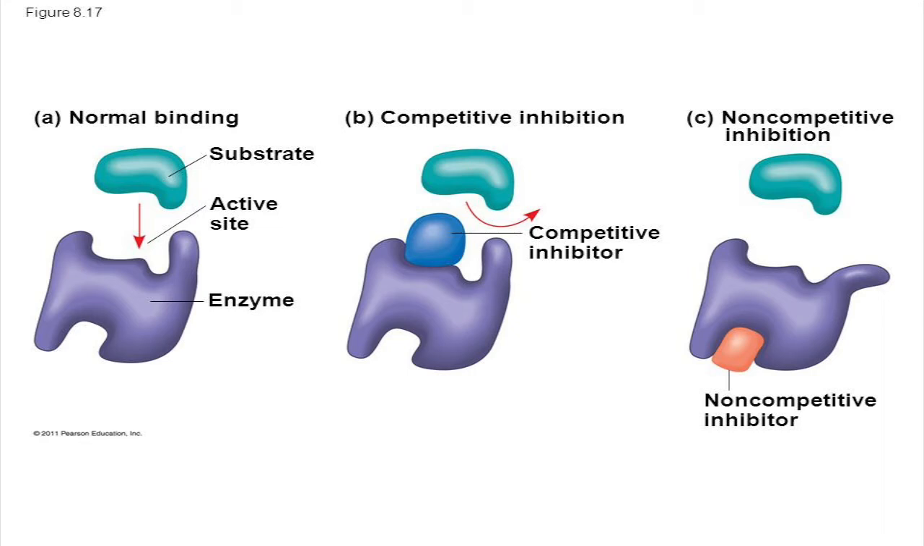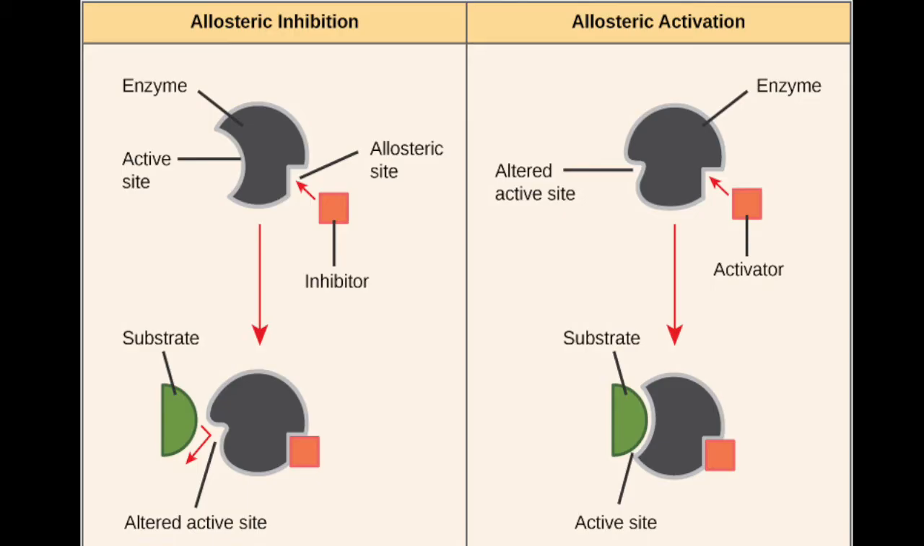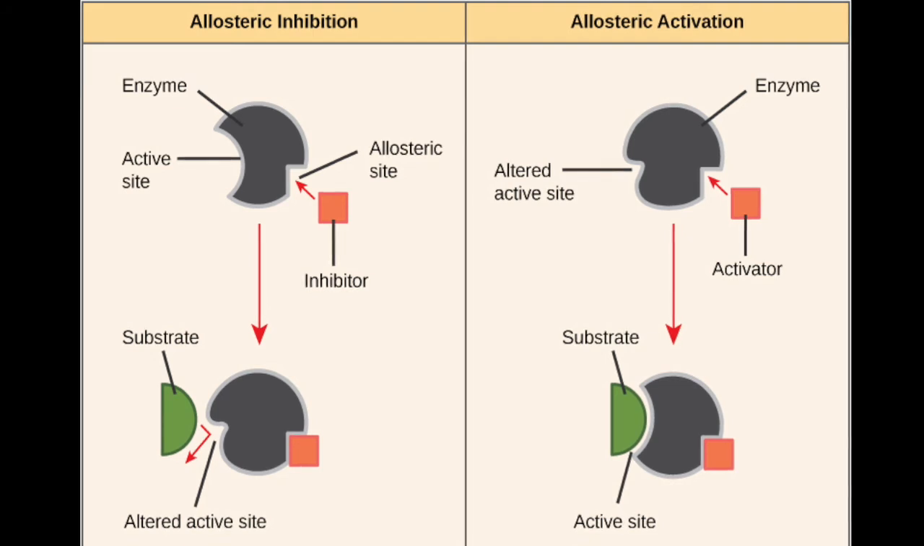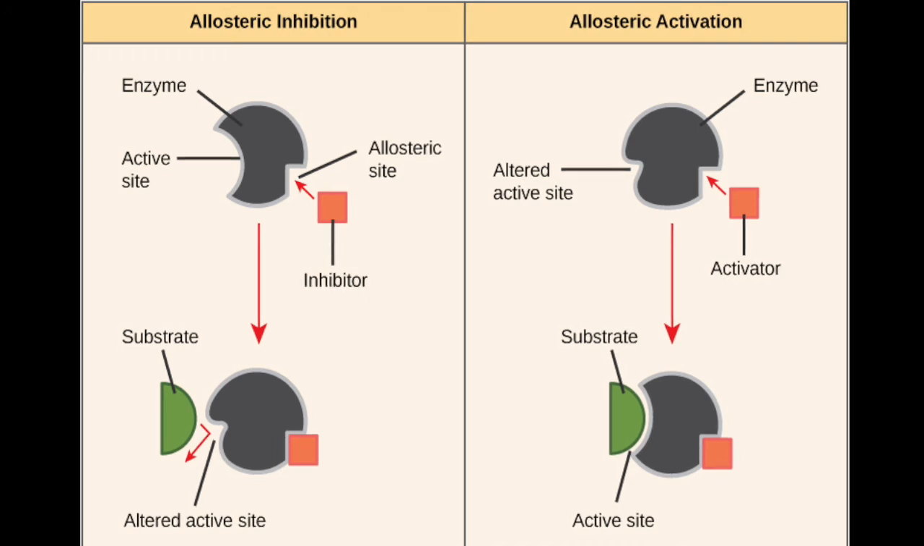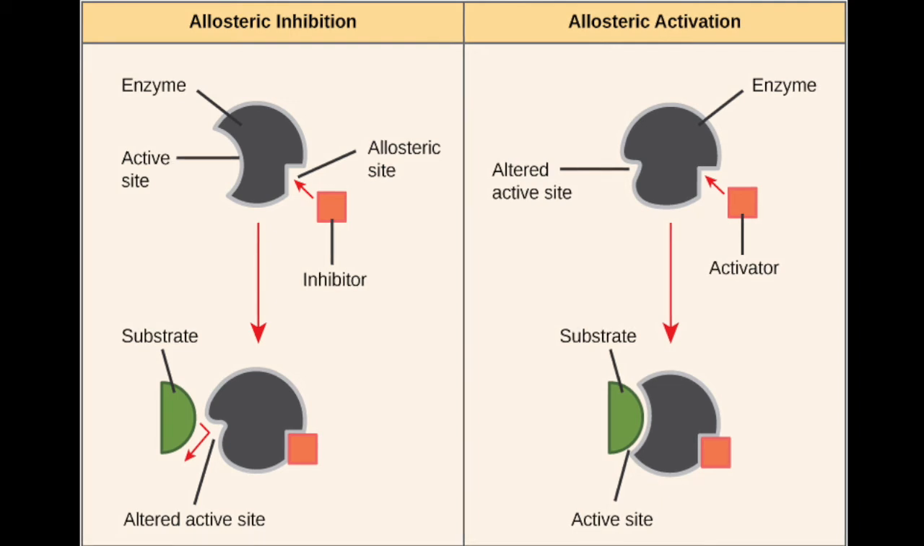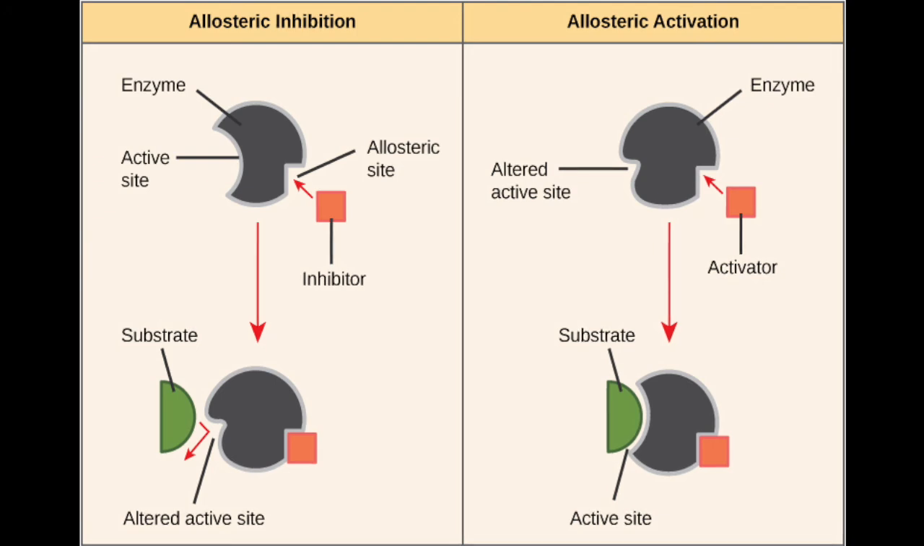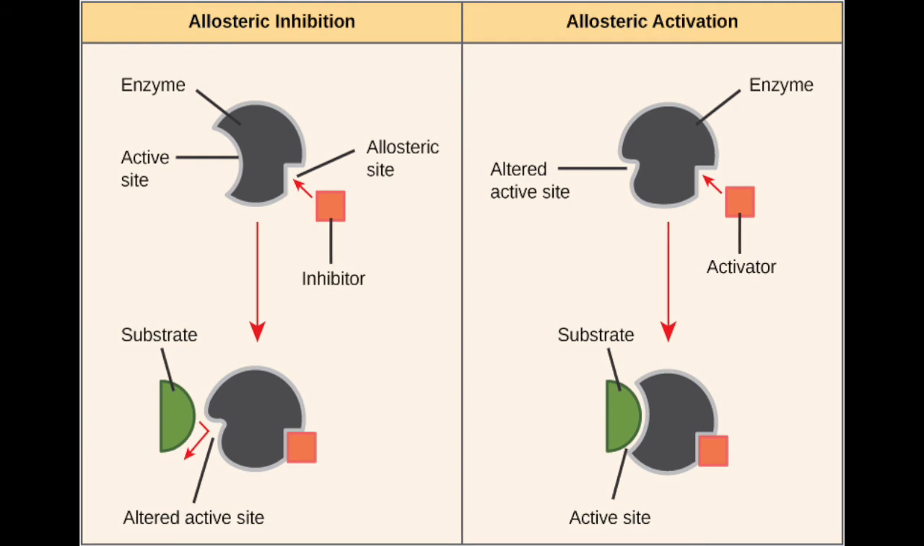The last picture we have is allosteric inhibition and activation. So when it's inhibition, the inhibitor enters the allosteric site and then changes the shape of the enzyme, not allowing the substrate to enter the active site. In allosteric activation, we have a different process in which the activator enters that site and alters the shape of an enzyme in a positive way to allow that substrate to enter the active site.